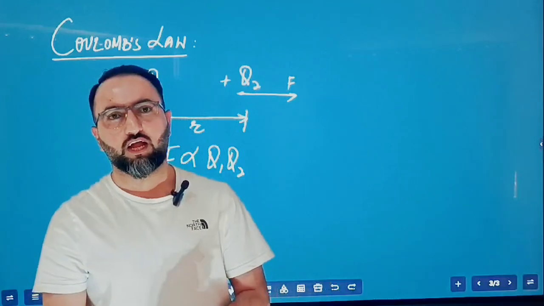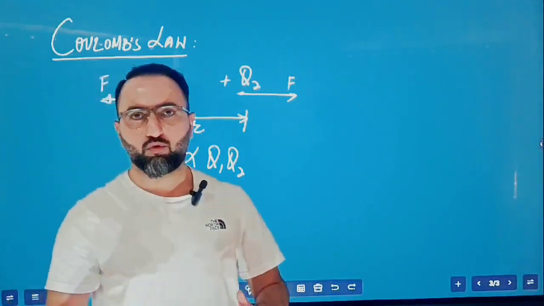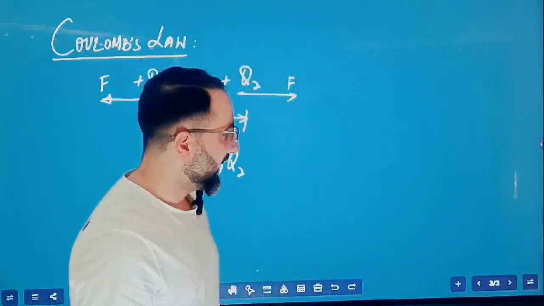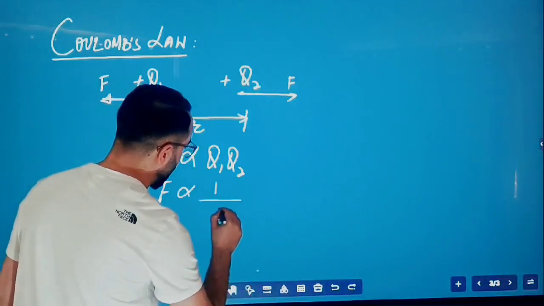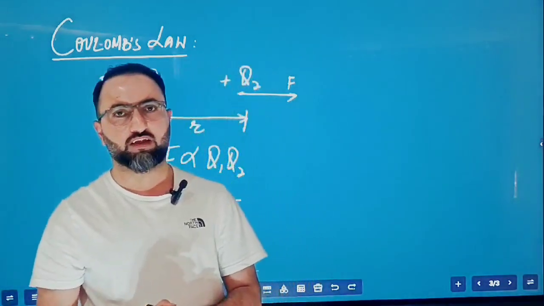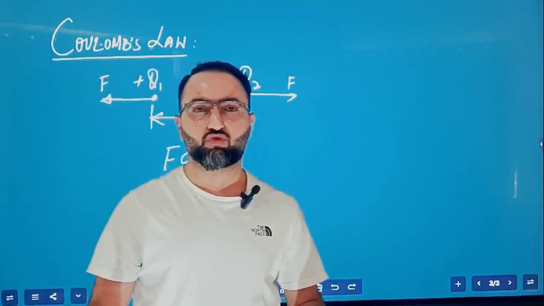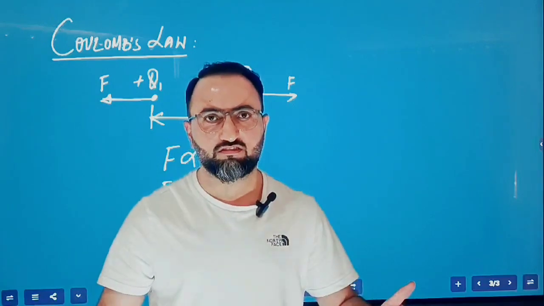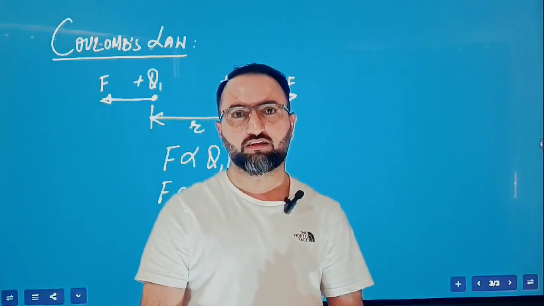Now you know what we mean by directly proportional. The simple meaning is that the more the magnitude of the charges, the more the force, and vice versa. Number two, this force also depends upon distance. It is inversely proportional to the square of the separation between these two particles. Inversely proportional means that the more you increase the distance, the more the force decreases, and vice versa. If we double the distance, the force will become F by 4. If we triple the distance, the force will become F by 9, and so on and so forth.